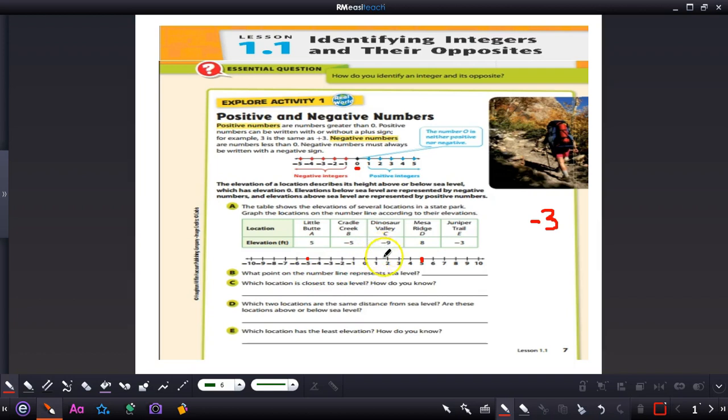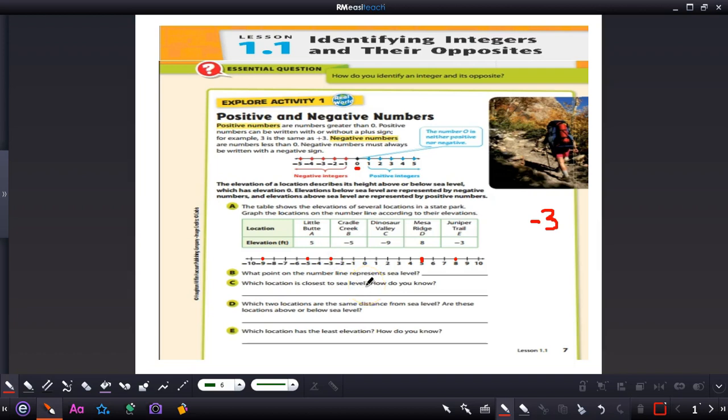Dinosaur Valley, -9. You can see -9 on the number line. We can even start at that 0 and go 9 spaces to the left of that 0 is -9. Mesa Ridge is 8. There's not a positive nor a negative, so we know it is +8. Right there on the number line. And Juniper Trail, -3. So 3 feet below sea level. We start at our 0, go 1, 2, 3 numbers to the left. So we have our -3.